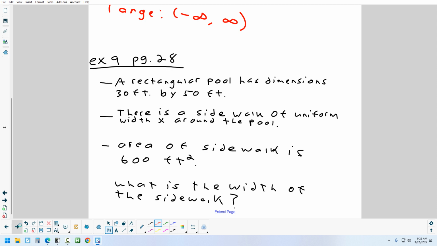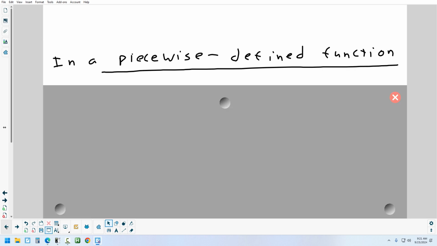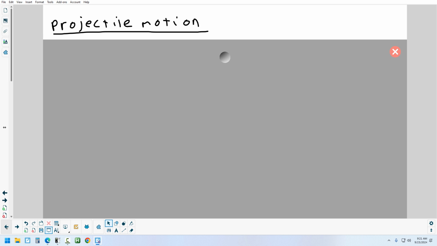Take a look. We're not going to do that one. We're going to do a different one. All right, so next, I think this is the second to last thing we're going to take a look at. It's called projectile motion.